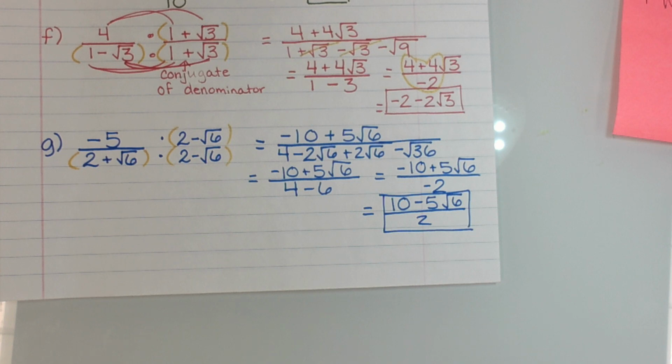So I end up with negative 10 plus 5 square roots of 6 all over 4 minus 6, which just happens to be negative 2. Can I leave it like that? No, you can't leave the negative on the bottom. So when you're looking to simplify, make sure you're looking at all 3 of these numbers. They don't divide by really anything other than 1, but since this is negative, I'm going to divide them all by negative 1. 10 minus 5 square roots of 6 all over 2.